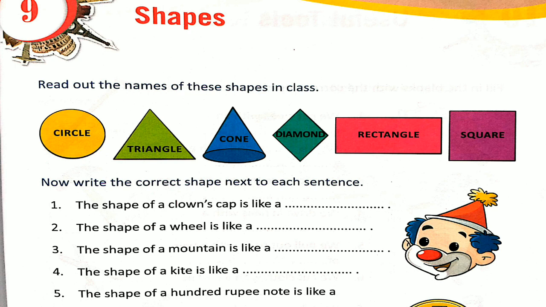Now we are going to do some exercises, and you all write with me. So unit number 9, shapes. Read out the name of these shapes in class. Circle, triangle, cone, diamond, rectangle and square. So these are the shapes.